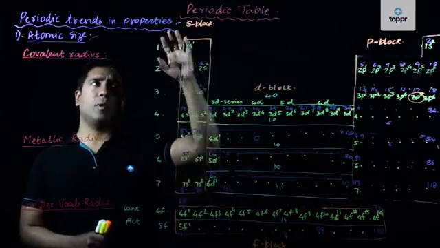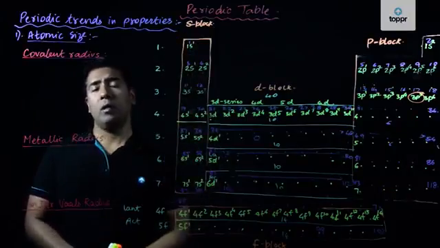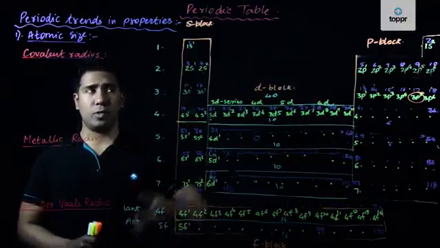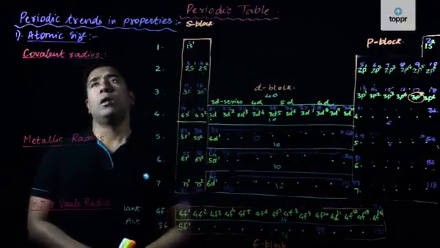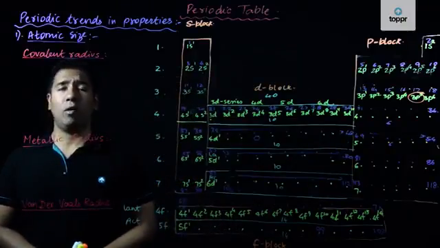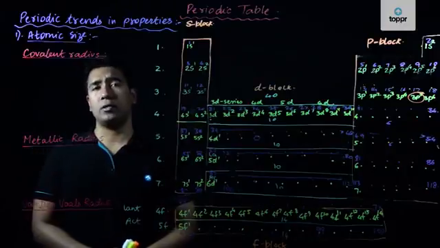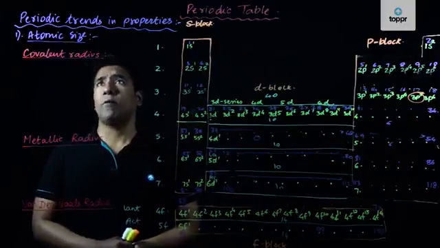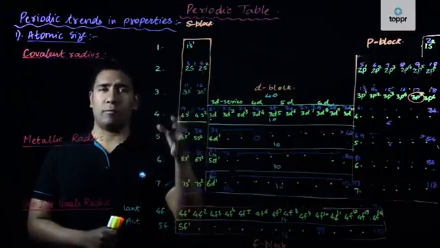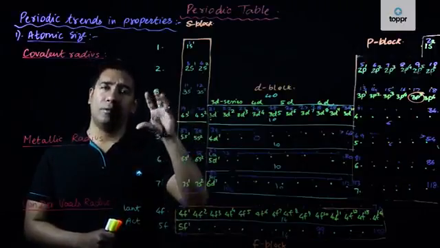If we go from up to down in the periodic table, what will be the effect on the atomic radius of the various elements which are present in one particular group? Let us now, before we go into that, understand what is the meaning of the atomic radius or the atomic size. When we talk about atomic size, we basically talk about whether it will be a small size, whether it will be a large size.